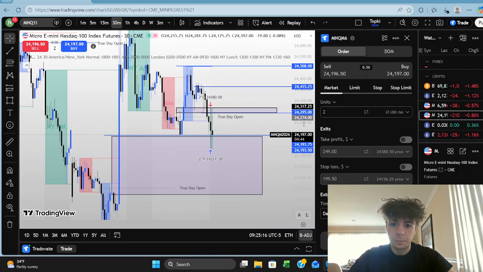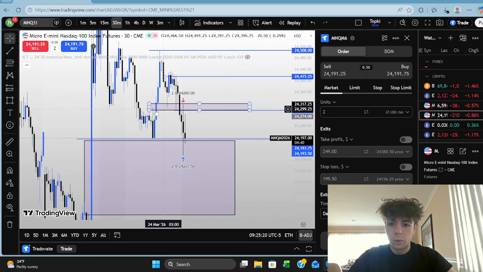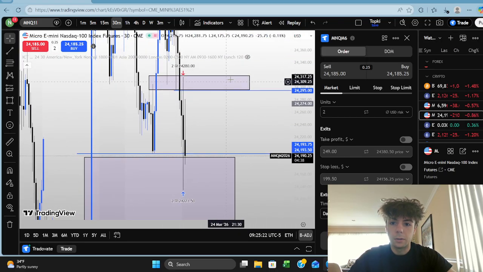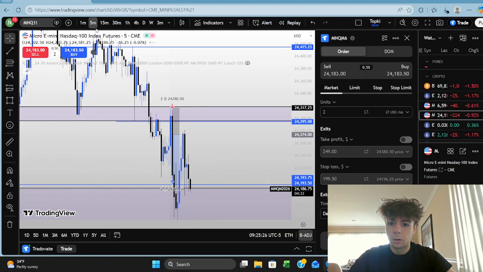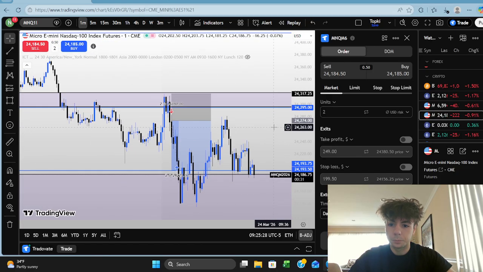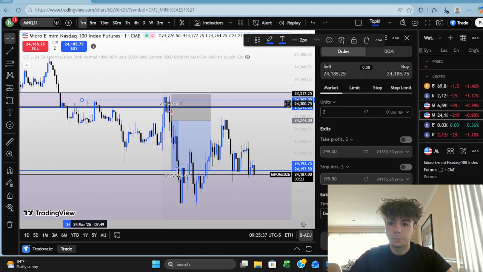Going into the day, there's a lot on the screen right now, so I've got to clear it up. We had this unfilled 30-minute gap right here, this bearish candle, so I marked that. Going down to the 1-minute at open, we opened up right here. We proceeded to shoot up, we consolidated within this 30-minute gap, and we swept these highs right here.